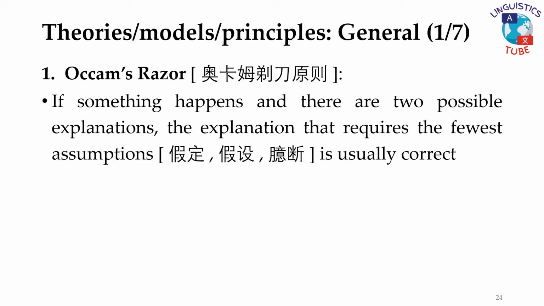The first theory is called Occam's razor. This theory states that if something happens and there are 2 possible explanations, the explanation that requires the fewest assumptions is usually correct. In other words, an explanation is more unlikely if you need to make more assumptions. Or even more simply, the simplest explanation is most likely to be correct.